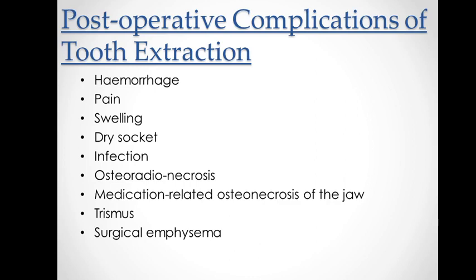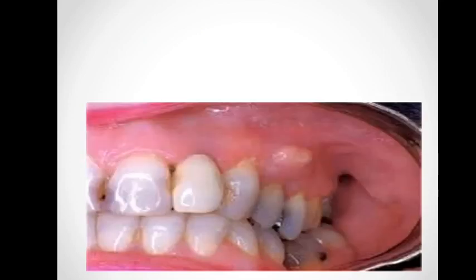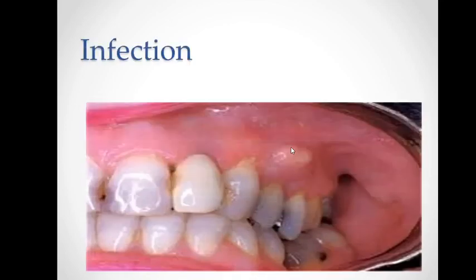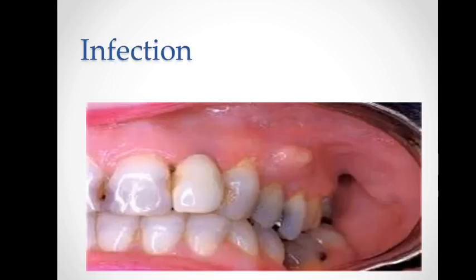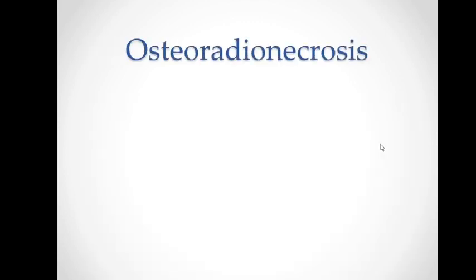Let's look at some of the pictures here. These are the postoperative complications of tooth extraction. They happen after extraction. Here, this is swelling. Normally this is a normal patient, but I want to show you how to check the infection or the swelling, periapical. Let's look at another one.